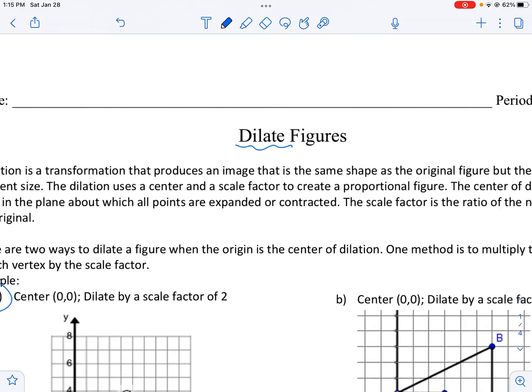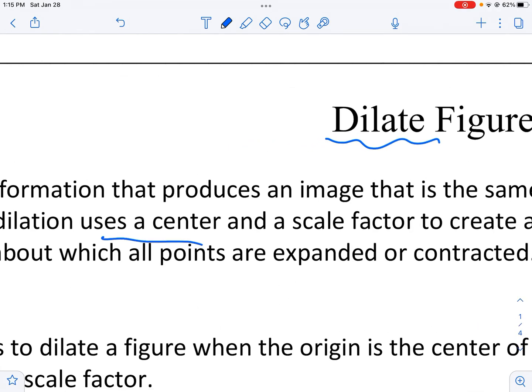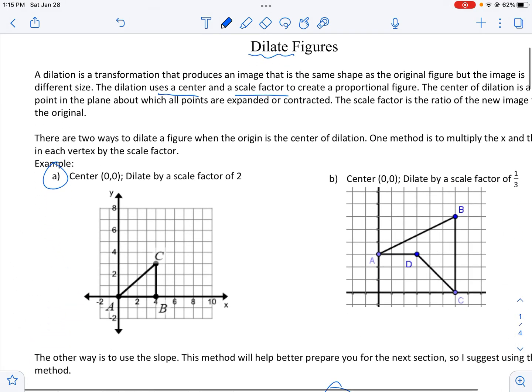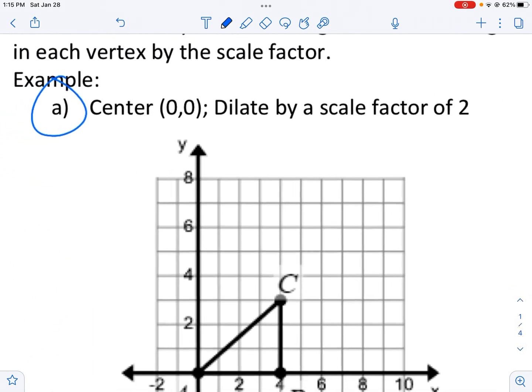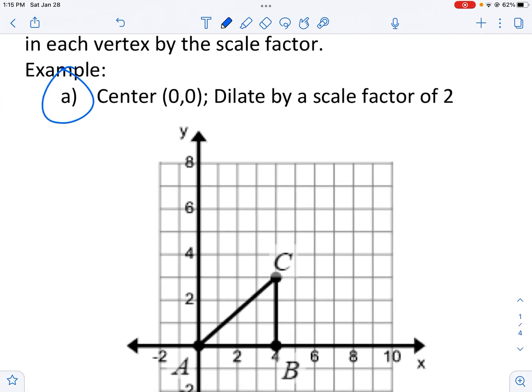When you dilate a figure, you do need to use a center and then some sort of scale factor. Say you want your shape to be twice as big, then the scale factor is 2. If you want your shape to be half as big, then your scale factor is 1/2. The center is just, well, what do you dilate from? Things get bigger from a point or smaller towards a point. And so you just have to have some sort of center and a scale factor. I'll often call them growth factors because I keep switching back and forth.